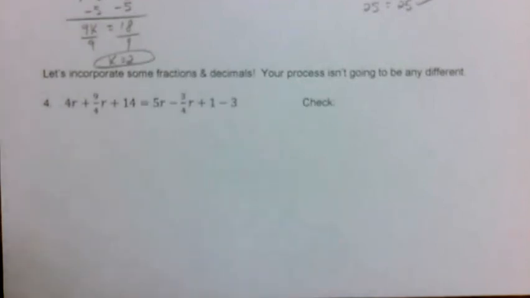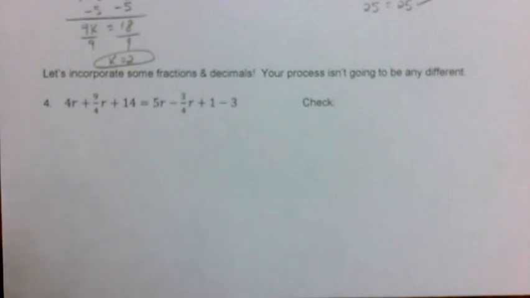In the next few examples, we're going to have variables on both sides, but we're going to start to incorporate some fractions and decimals as well. Your process isn't going to be any different. You're going to simplify each side of the equation, and then you're going to try to get the variables on one side, constants on the other, so that you can figure out the value of your variable.